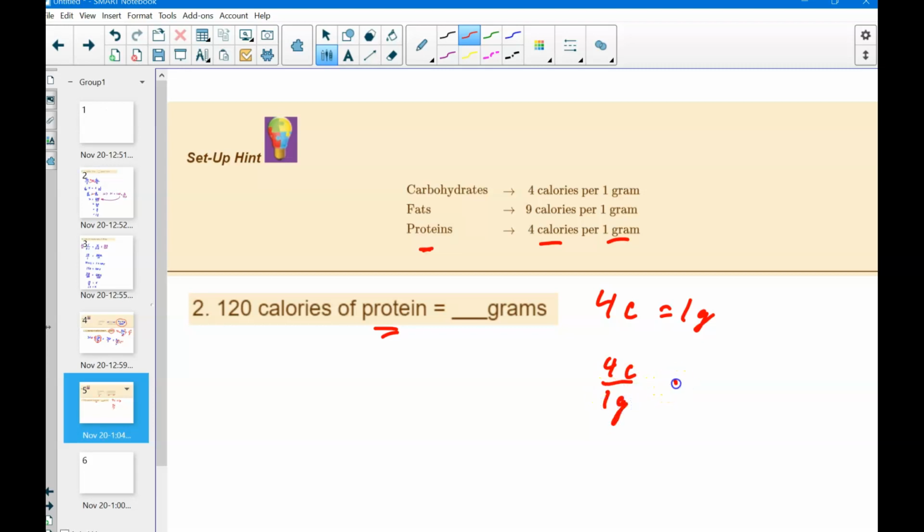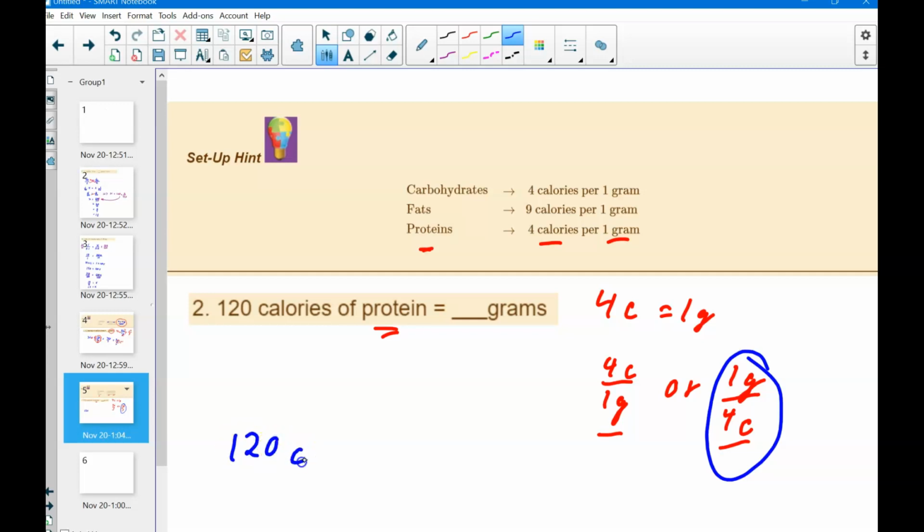Which one am I going to use? This one or this one? I need to get rid of the C's, so I use this one here, right? So I have 120 calories multiplied by 1 gram over 4C. You'll notice the C's cancel.